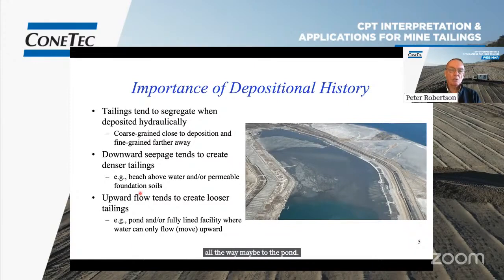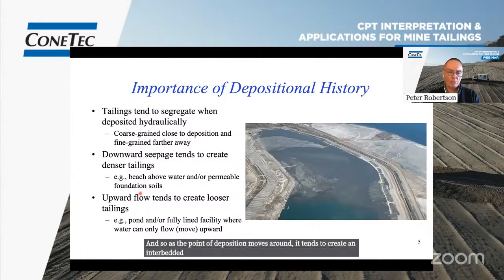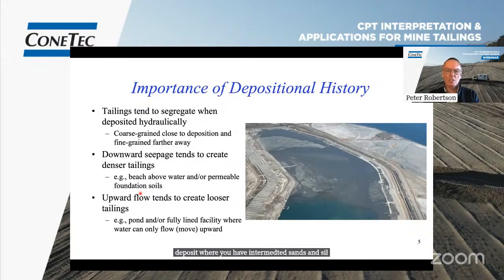And so what you tend to see is the coarser grain material deposited close to the point of deposition and the finer grain material being further away. And so as the point of deposition moves around, it tends to create an interbedded deposit where you have interbedded sands and silts and clays due to this hydraulic deposition. And also, the density of the tailings is a function of the seepage conditions. And so in this little picture, this is actually from Kennecott Mine when I was flying into Salt Lake City one day. So I was able to look down at the Kennecott Mine in Salt Lake City.